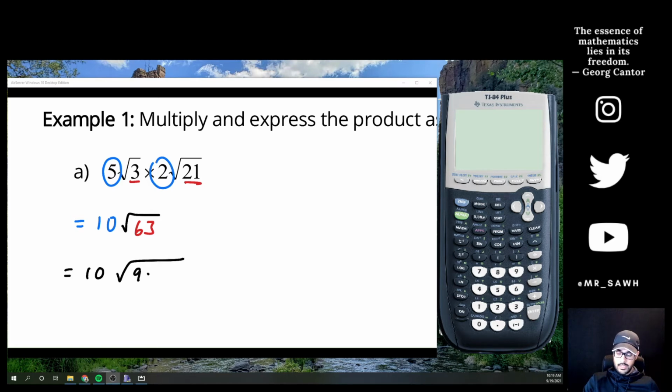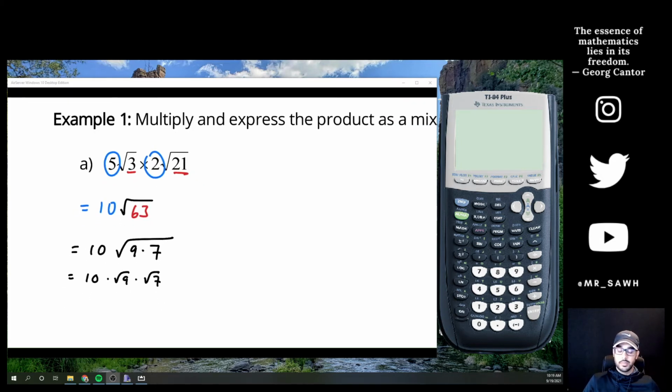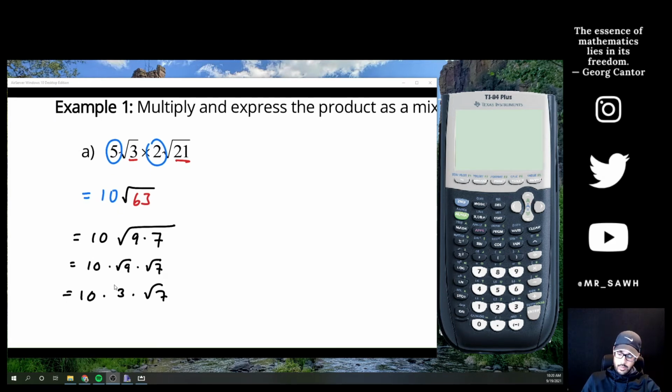63 is 9 times 7, which means we can square root each of those numbers and multiply them together, because that's what it means to actually multiply. Think about actually going backwards, right? 9 times 7 is our root 63. So it does work. We just don't really talk about that rule till right here. Okay, so there's my 3, there's my root 7. 10 times 3 for 30, root 7.